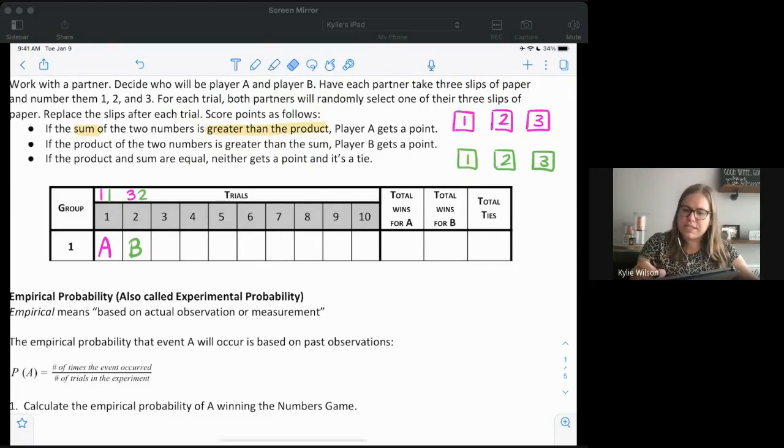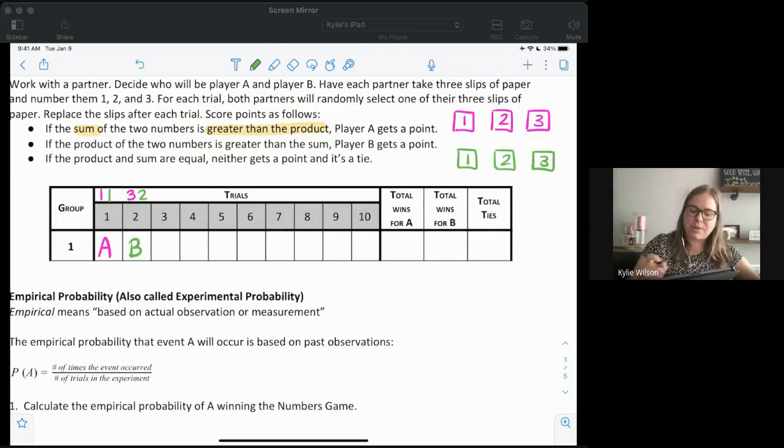For the second trial, in this case, A picks 3, B picks 2. I'm just kind of making these up because we don't really have a way of getting this experimental data. So in this case, my product would be 6. 3 times 2 is 6. My sum is 5, so B would win. We'll do one more together, and then I'll just fill in the rest with some random data, and then everything will start to make sense at the bottom.